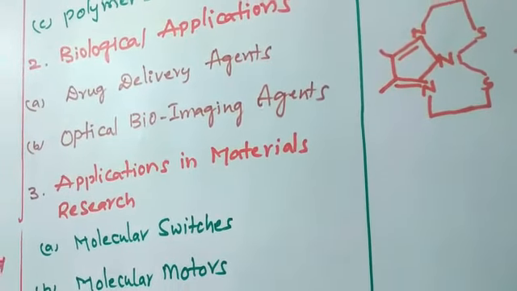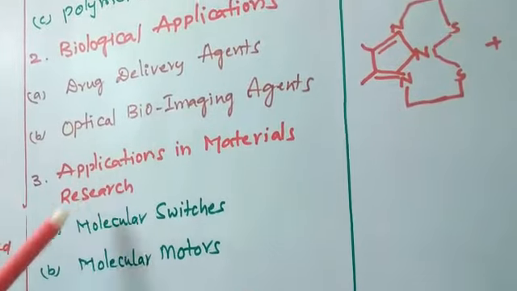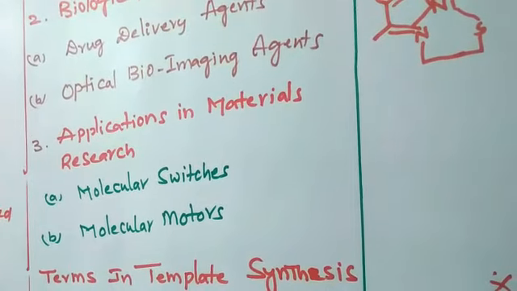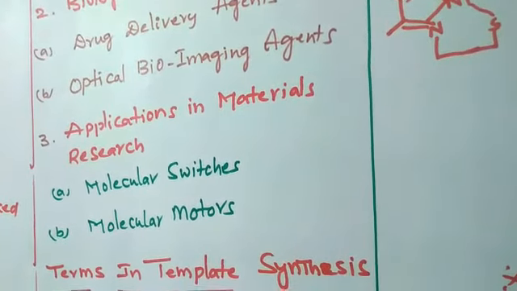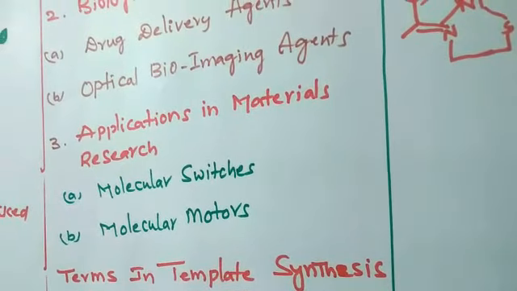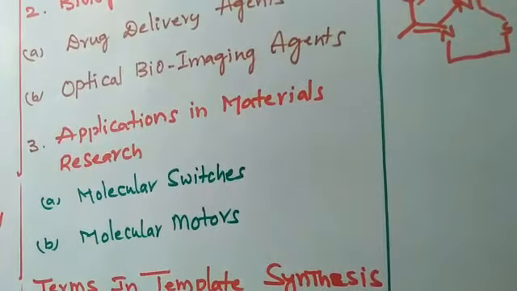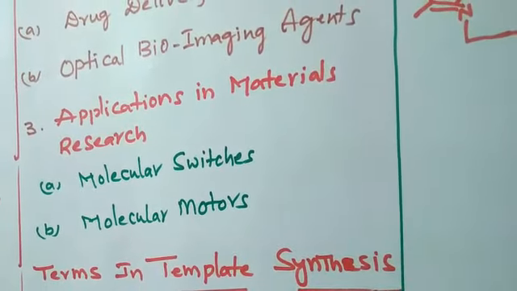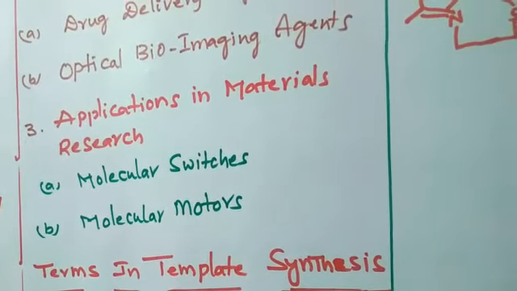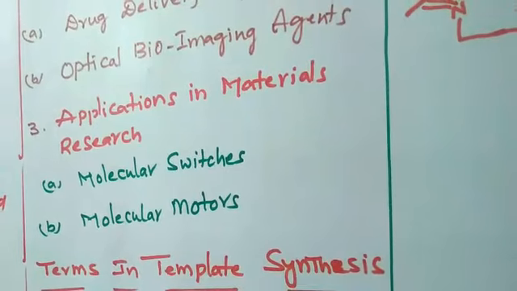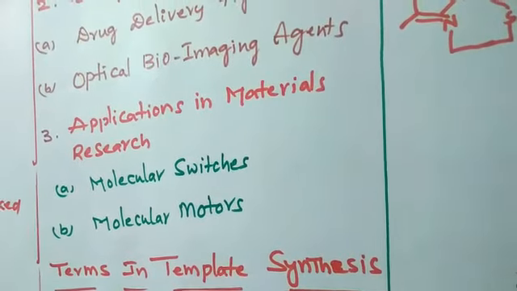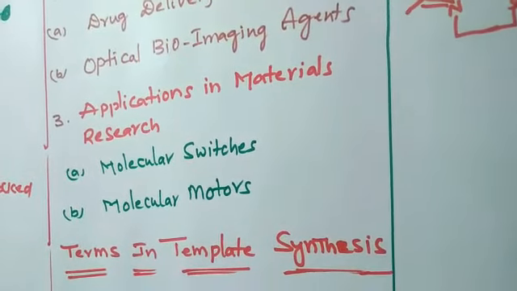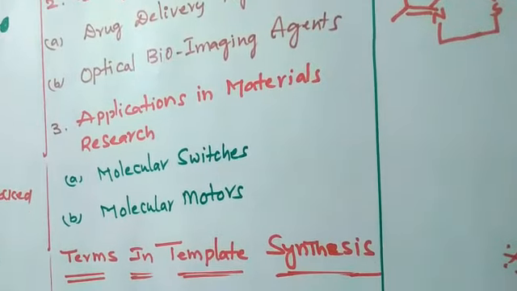The third one is applications in material research. Number one is molecular switches. Number two is molecular motors. The composition switches on or off the replication or transcription of DNA. It means molecular switches are used in mitochondrial transcription and analogical factors.